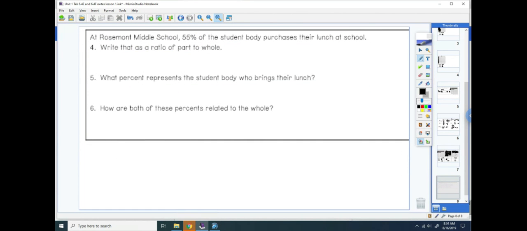At the middle school, 55% of the school body purchase their lunch at school. Write the ratio of part to whole. So if 55% of them, that's 55% out of 100, that brought their purchase of lunch at school.